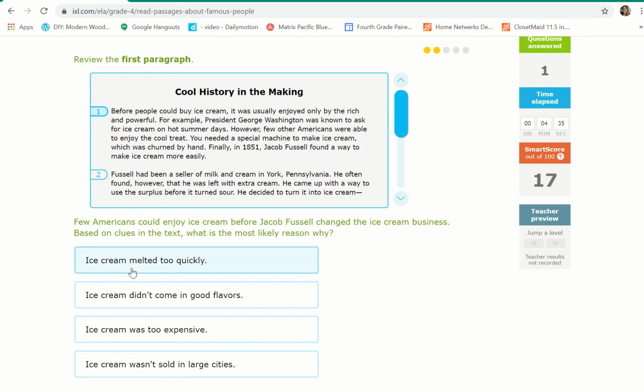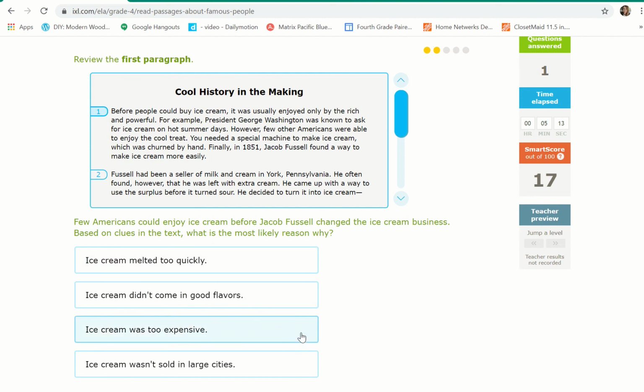And it says, ice cream melted too quickly. Was that the issue? Was it the ice cream didn't come in good flavors? Ice cream was too expensive. Ice cream wasn't sold in large cities. So there are two of those that I feel like we can get rid of right away because the article doesn't really say much about this, if at all. So ice cream didn't come in good flavors. That was not mentioned at all. So we can get rid of that one. And the fact that it melted too quickly, that wasn't an issue either. And so these two top ones we can get rid of.